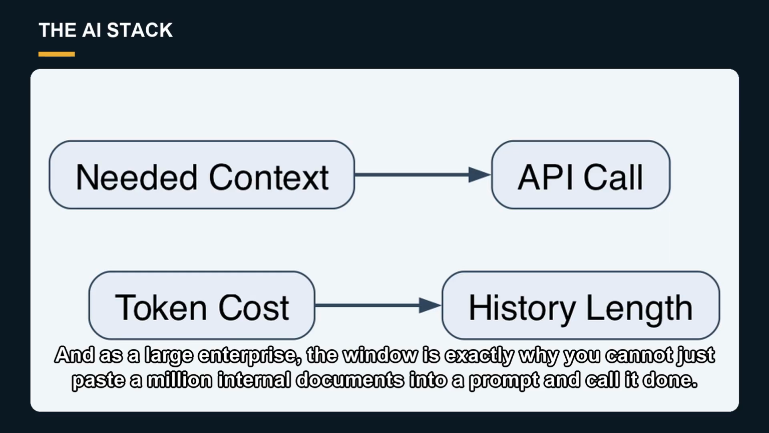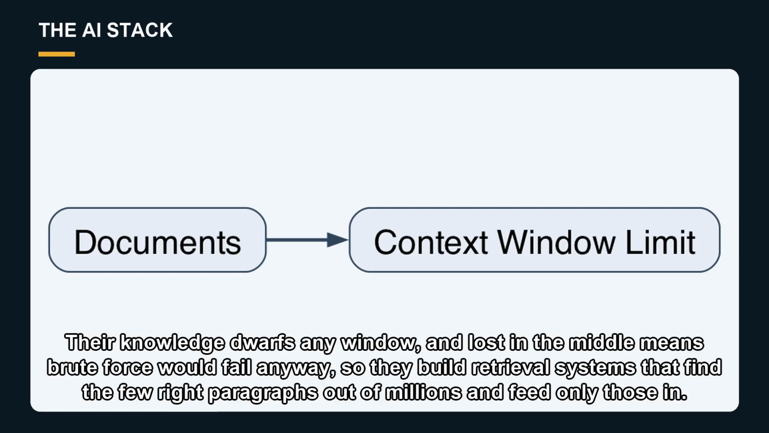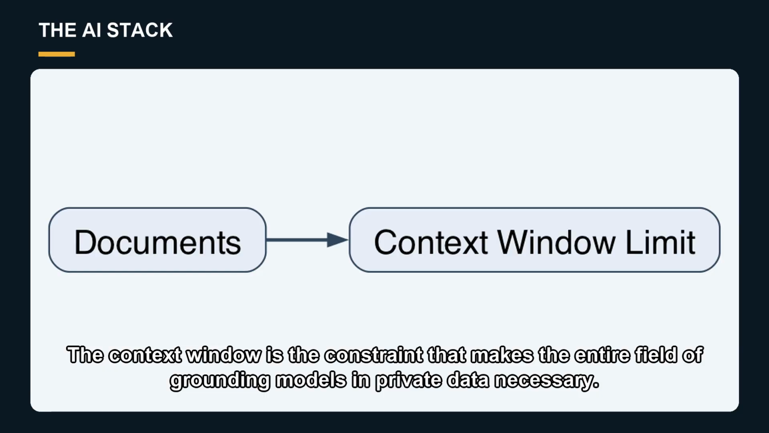And as a large enterprise, the window is exactly why you cannot just paste 1 million internal documents into a prompt and call it done. Their knowledge dwarfs any window, and lost in the middle means brute force would fail anyway, so they build retrieval systems that find the few right paragraphs out of millions and feed only those in. The context window is the constraint that makes the entire field of grounding models in private data necessary.